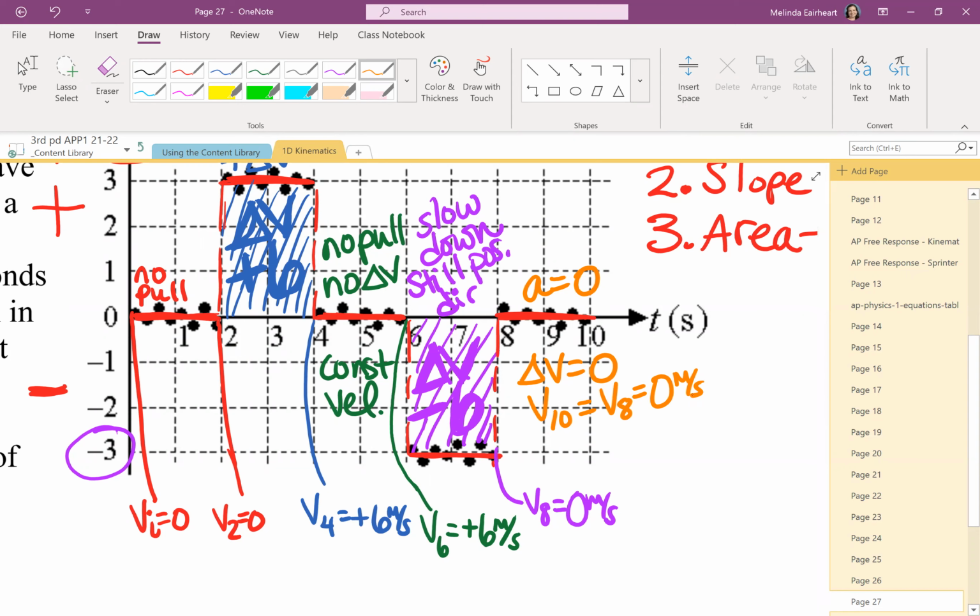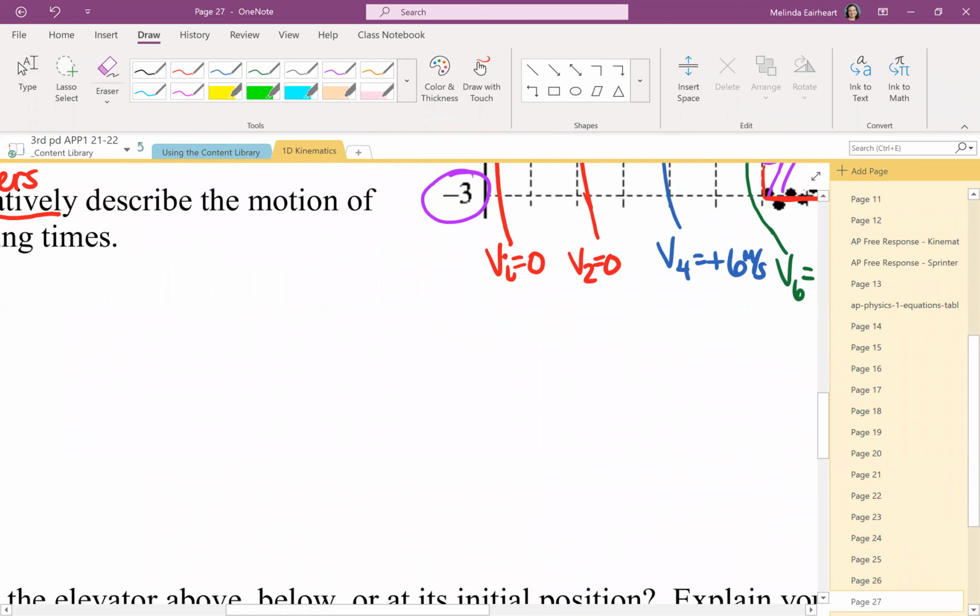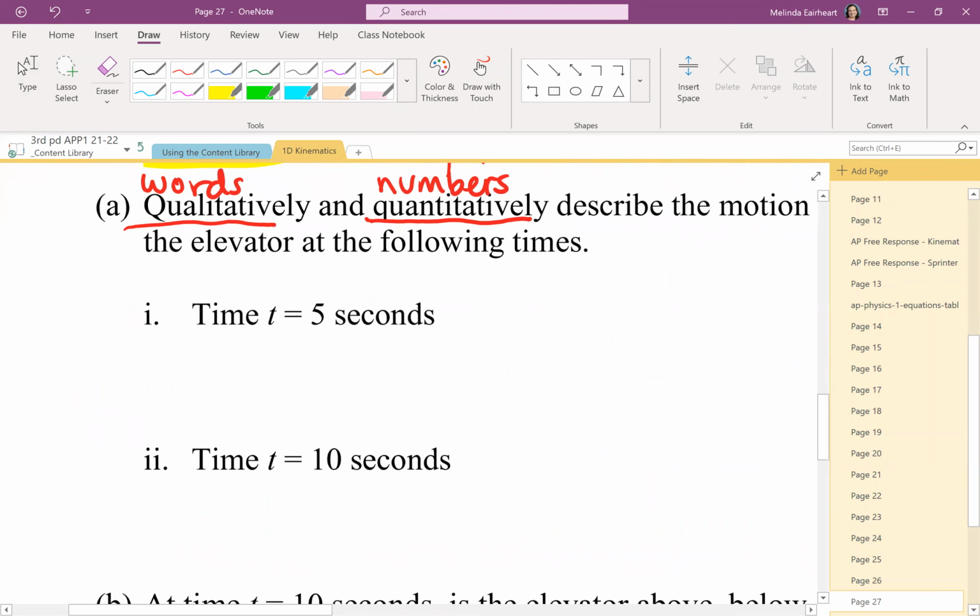Okay. Now, will you always have symmetry? No, but when you see symmetry, let it help you, okay? And so let's answer the question. Quantitative, qualitative, 5 seconds. What's true about the object, which is an elevator today? What do we say at 5 seconds? Right, it's moving in the upward, positive direction at a constant velocity. Quantitatively, we know it's at 6 meters per second.